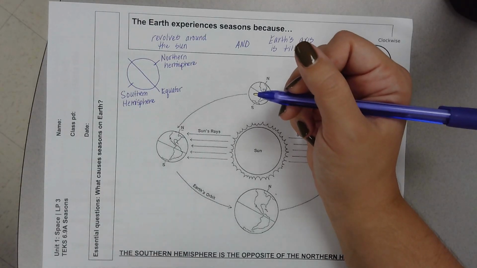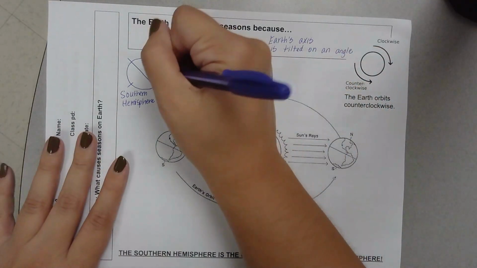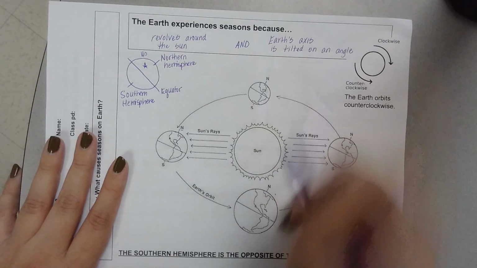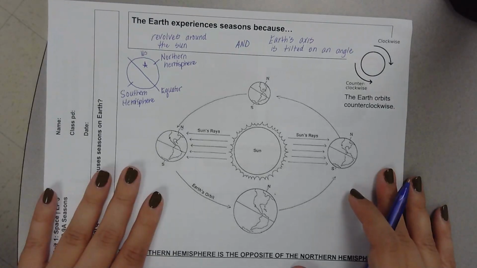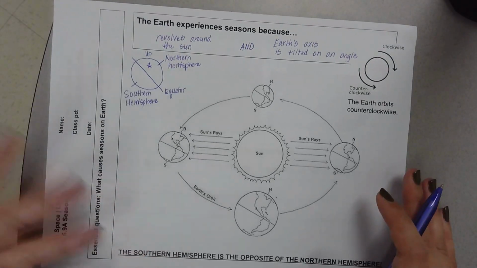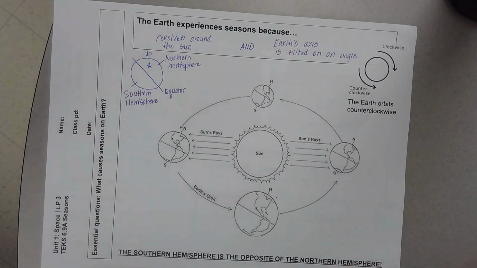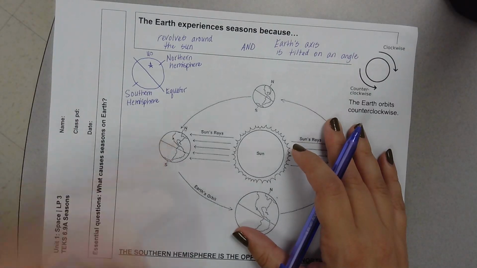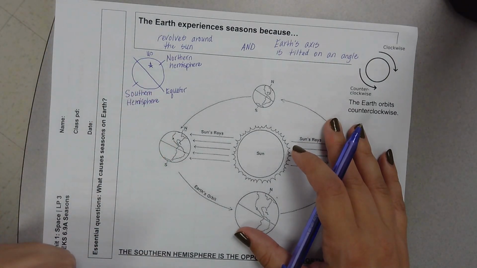Us in Texas, in North America, are located in the northern hemisphere. So whenever you get a question that asks what season are we experiencing at this position, you need to know that we are located in the northern hemisphere.